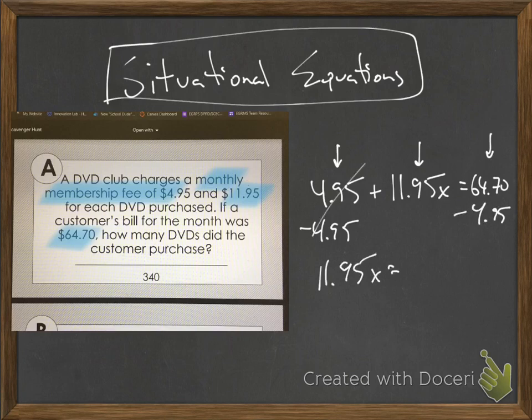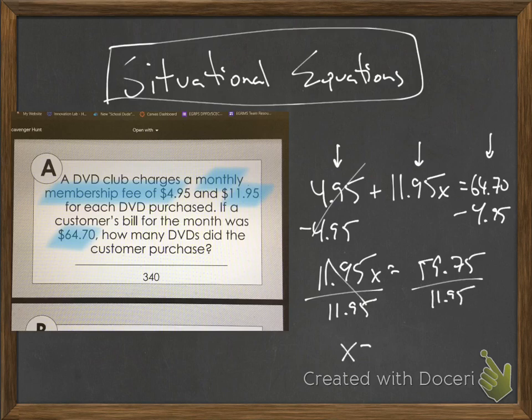If I take the initiation fee away from the total, all that's left is how much money I spent on DVDs, $59.75. So if it's $11.95 each DVD, there would have been 5 DVDs. So then what you're going to do on your little maze is you're going to go to that slide. In this case, it's slide C is next.